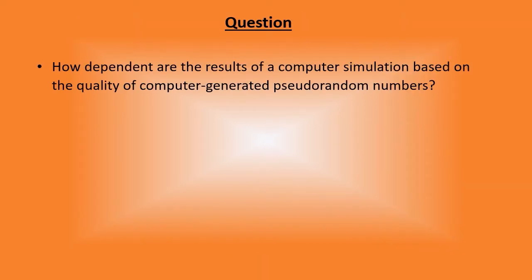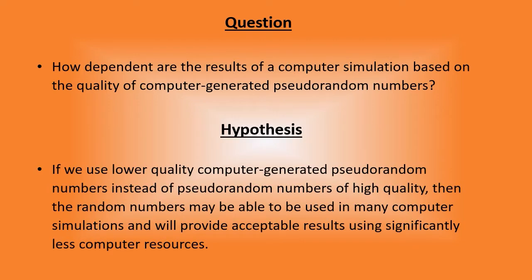How dependent are the results of a computer simulation based on the quality of computer-generated pseudorandom numbers was the question I have been considering. My hypothesis is if we use lower quality computer-generated pseudorandom numbers instead of pseudorandom numbers of higher quality, then the random numbers may be able to be used in many computer simulations and will provide acceptable results using significantly less computer resources.